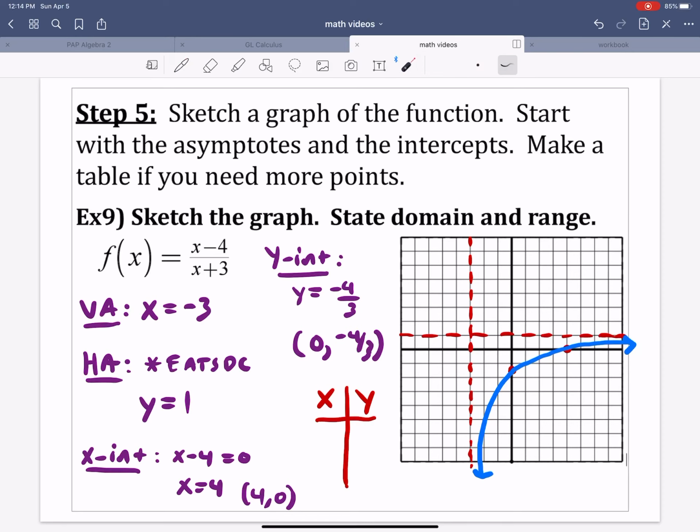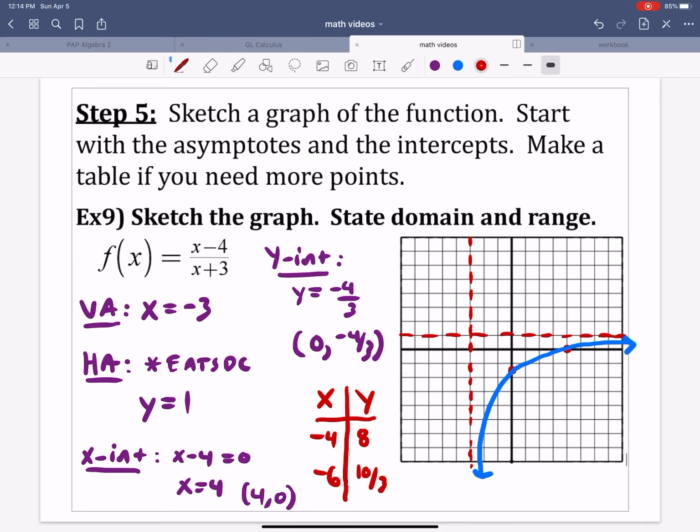So we'll just pick a few points. Specifically, we're looking at x values in this area right here. So let's try negative 4. And let's do negative 6. So what I'd like you to do, I'd like you to try to plug negative 4 in for x and then negative 6 in for x and see what you get for y. Okay, so when I plug negative 4 in for x, you should have had 8. And when you plug negative 6 in for x, you should have gotten 10/3.